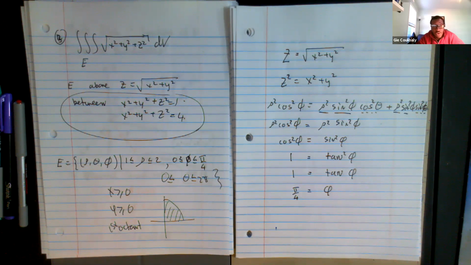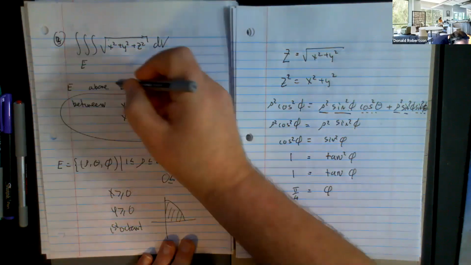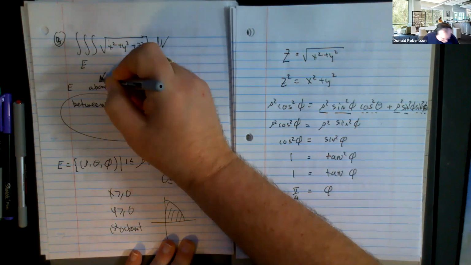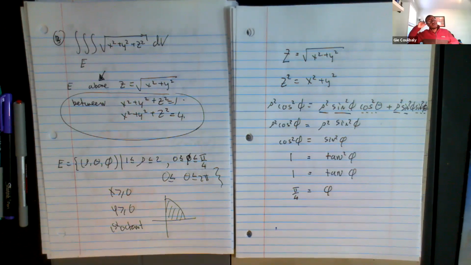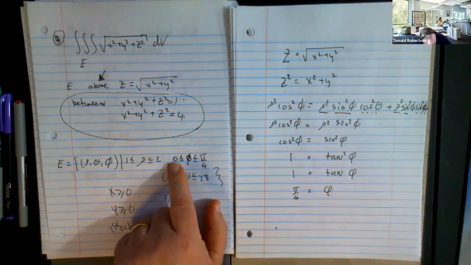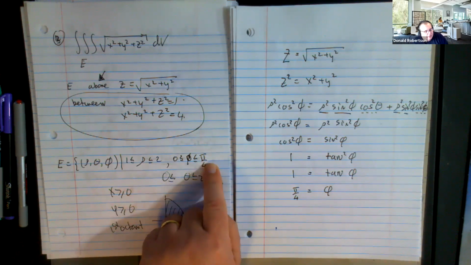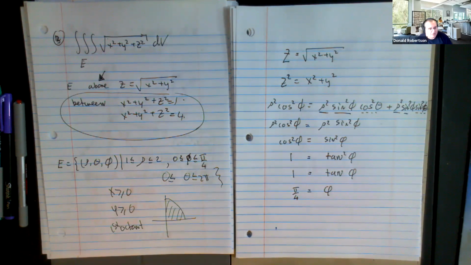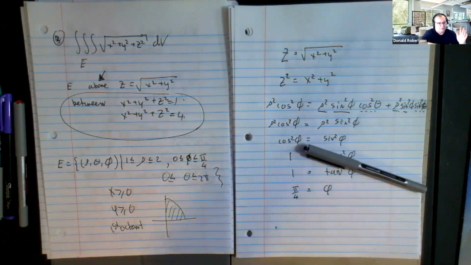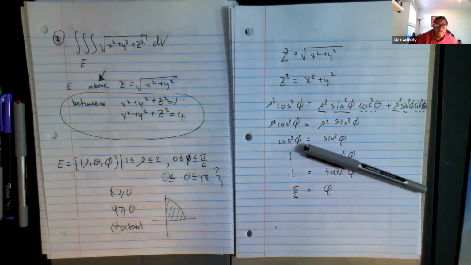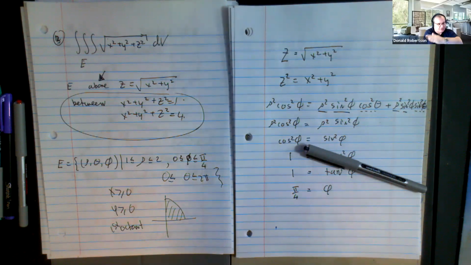ranges, the phi range is always between 0 and pi. Well, it's because they used the word above. If they'd used the word below, it would have been pi upon 4 to pi. Because you're talking about above, you're talking about above the XY plane, right? So 0 to here is the above piece, 0 to pi upon 4, right? Now, if you want below, it's pi upon 4 all the way below it, right?